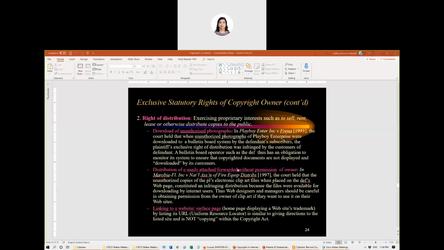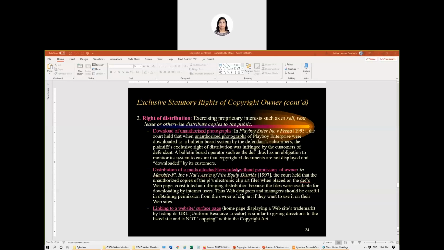If you look at the case here, Playboy Enterprises Incorporated versus Frena, the court held that when unauthorized photographs of Playboy Enterprises were downloaded to a bulletin board system by the defendant's subscribers, the plaintiff's exclusive right of distribution was infringed by the customers of the defendant. The bulletin board operator had an obligation to monitor its system to ensure that the copyrighted documents are not displayed and downloaded by its customers.